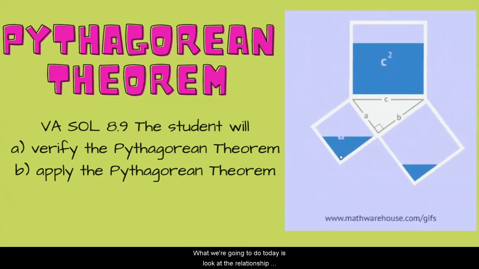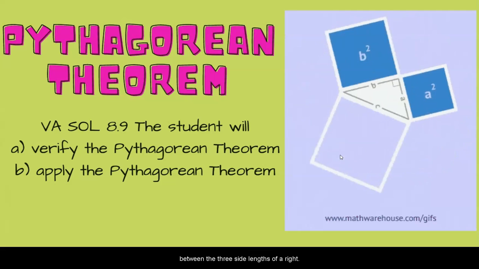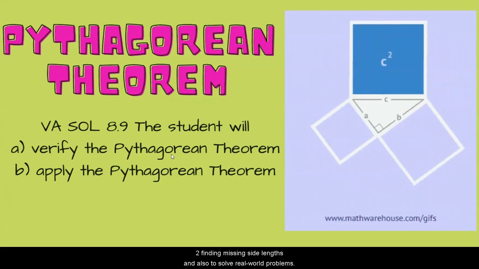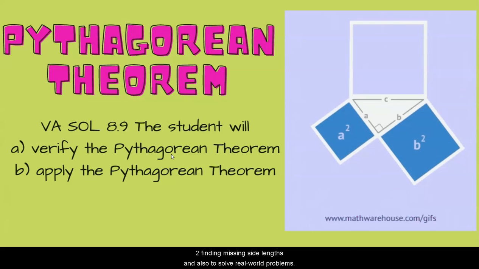What we're going to do today is look at the relationship between the three side lengths of a right triangle in order to verify the Pythagorean theorem and also to apply it to finding missing side lengths and also to solve real-world problems.